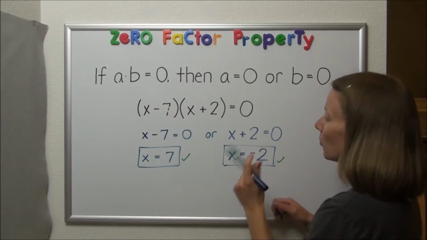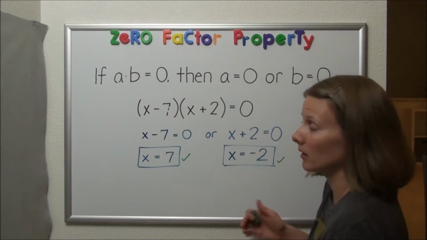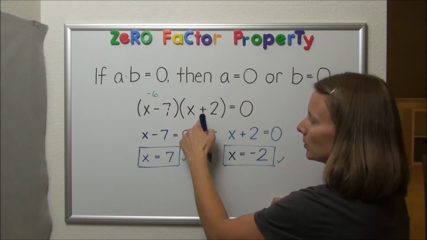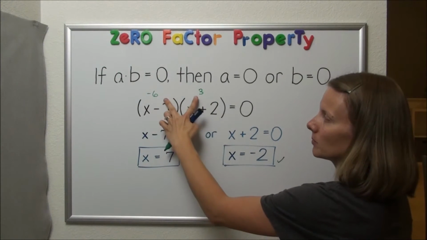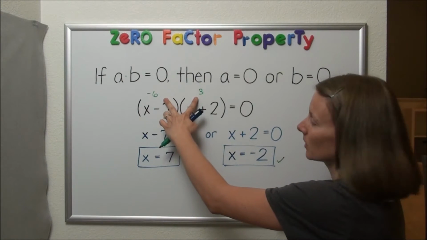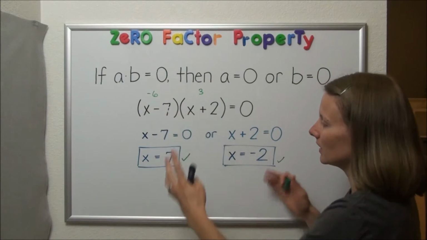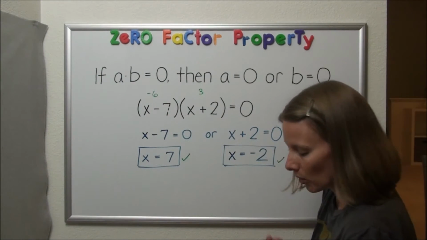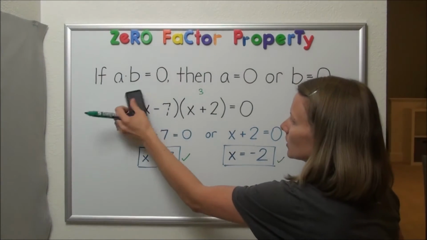Just as an example, what if I tried the number 1? 1 minus 7 is negative 6. 1 plus 2 is 3, and when I multiply negative 6 times 3, I don't get 0, I get negative 18. So anything other than 7 or negative 2, any other values for x won't cut it, won't solve this equation.